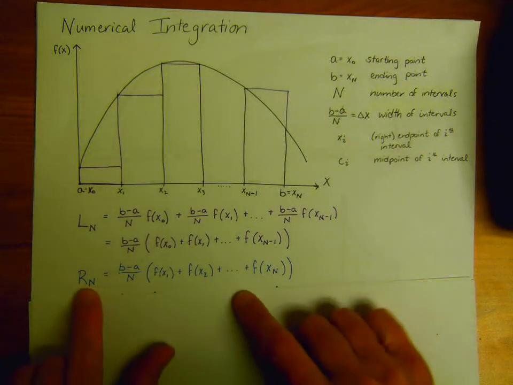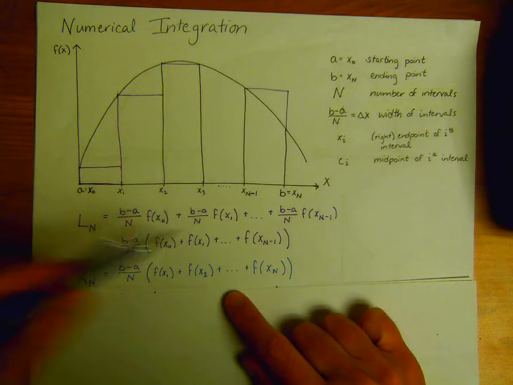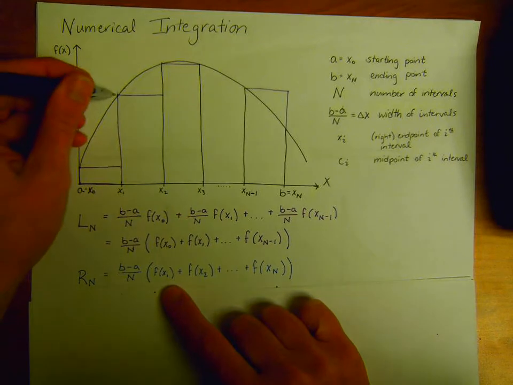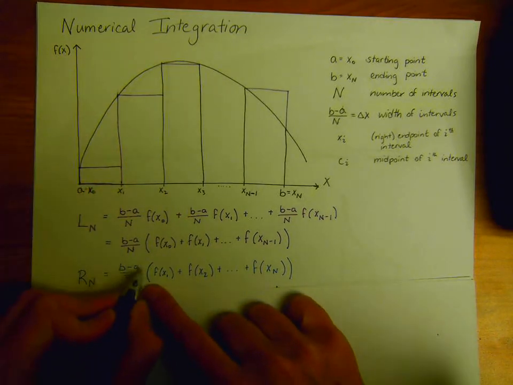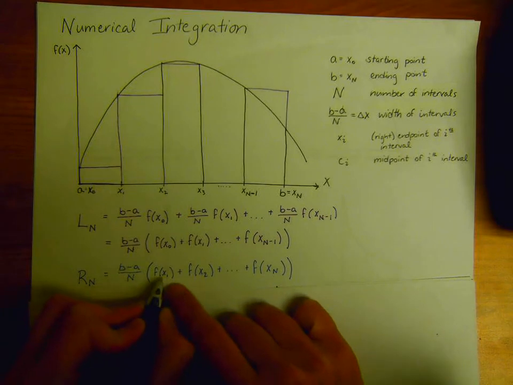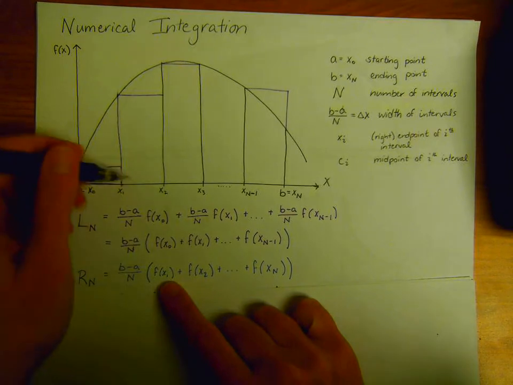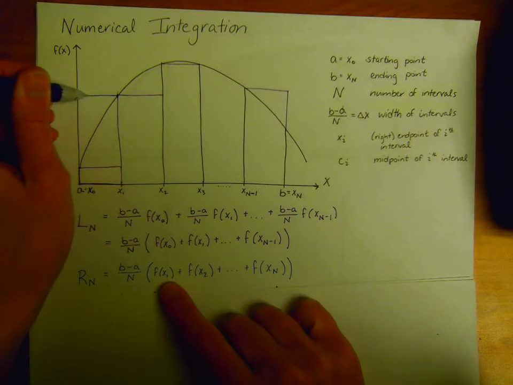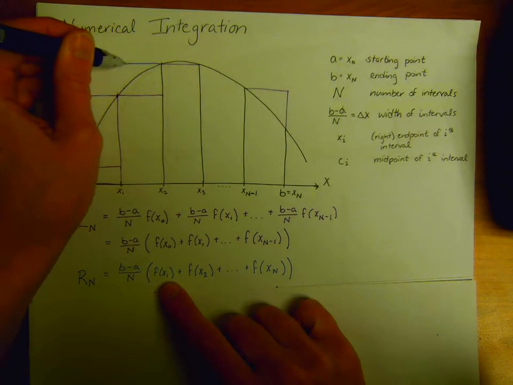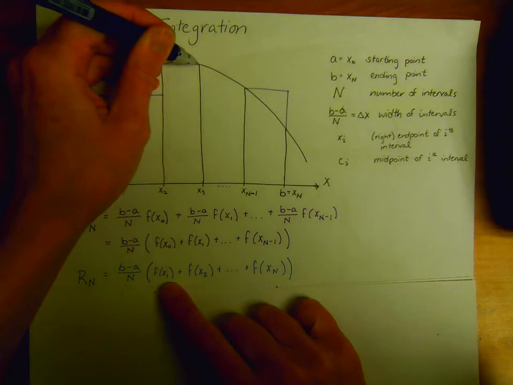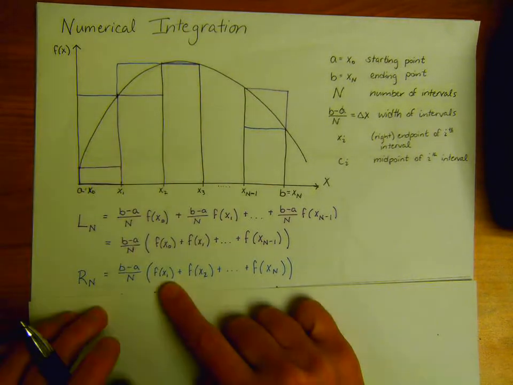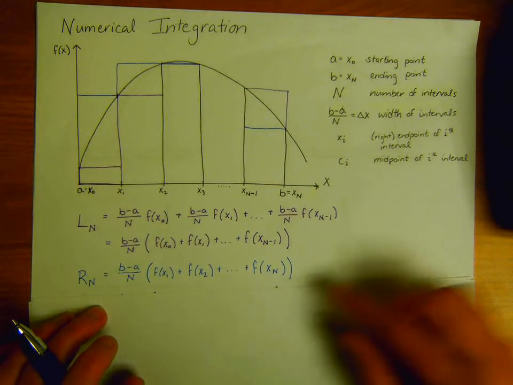Our R n approximation is the same exact procedure. I'm breaking this up into rectangles, only instead of using the left-hand endpoint, I'm using the right-hand endpoint. The width of each rectangle is given here, and the height is given here. So f of x1 is the height of the first rectangle in my right-hand approximation. The height is going up this way. Visually, maybe it looks a little confusing, but again, this should all be review.